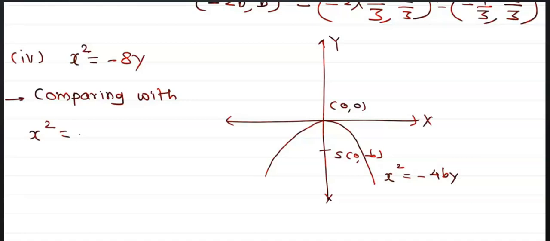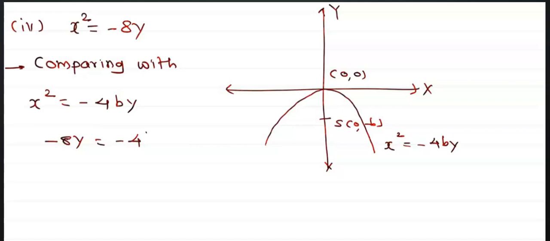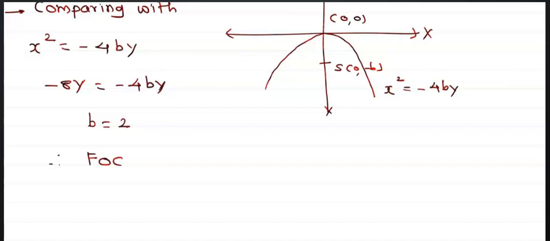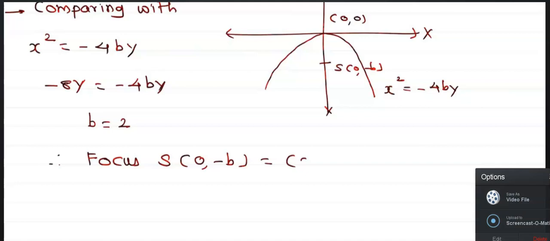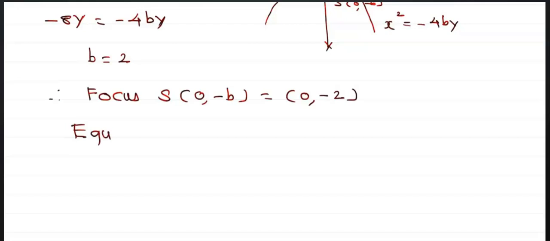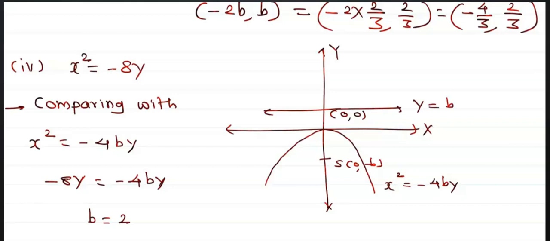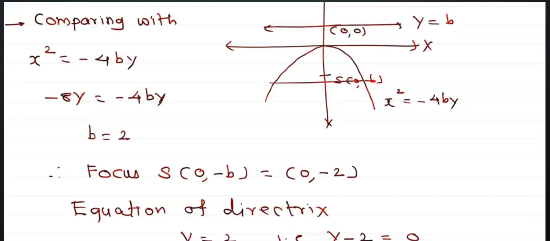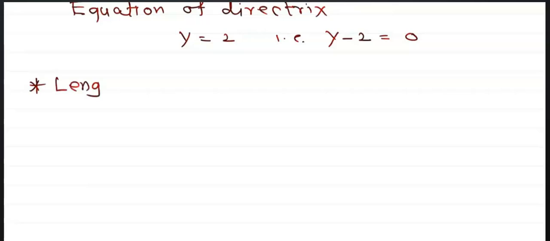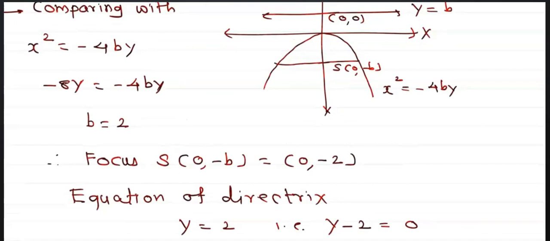Comparing with x square is equal to minus 4by, therefore 4b is 8, y gets cancelled, and the value of b is 2. Therefore the focus is 0, minus 2. Equation of directrix is y minus b, that is y plus 2 is equal to 0. Sorry, y minus 2 is equal to 0. Length of latus rectum is 4b, that is 4 into 2, that is equal to 8.